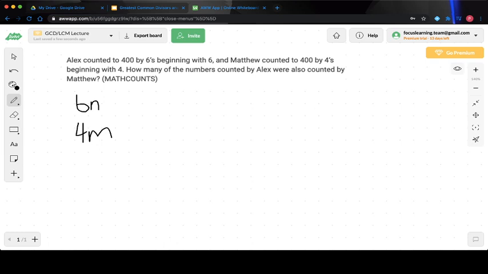So we can first calculate the least common multiple of 4 and 6, which you can calculate by inspection, which is equal to 12. Since any common multiple of 4 and 6 must be a multiple of the least common multiple, all the numbers counted by both Alex and Matthew will be a multiple of 12. So the numbers counted by both are in the form 12p, where p is a positive integer. Now all we have to do is find how many multiples of 12 are less than 400.